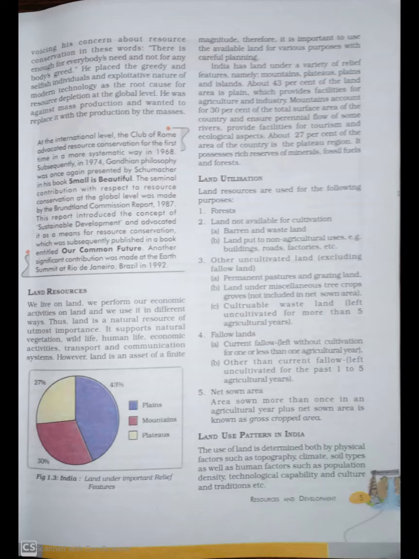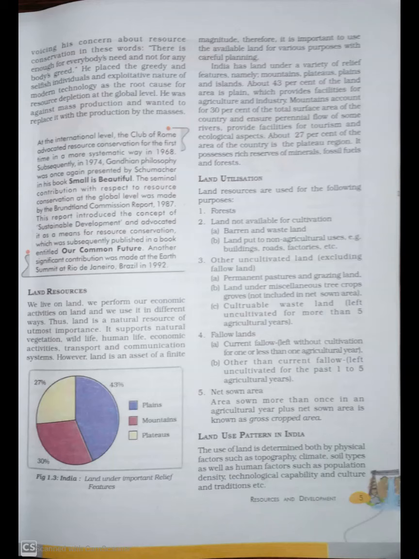The seminal contribution with respect to resource conservation at the global level was made by the Brundtland Commission Report 1987. This report introduced the concept of sustainable development and advocated it as a means for resource conservation, which was subsequently published in a book entitled Our Common Future. Another significant contribution was made at the Earth Summit at Rio de Janeiro, Brazil in 1992.